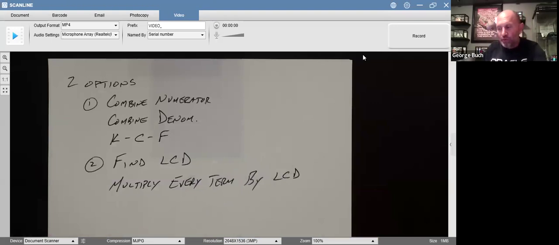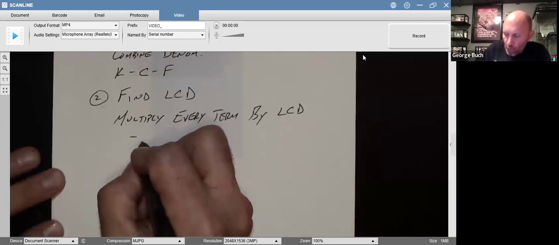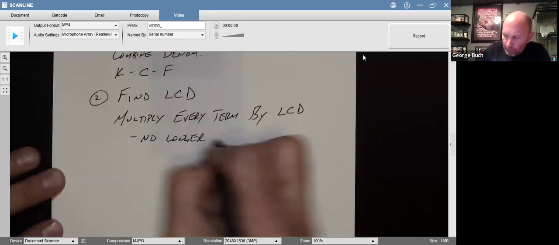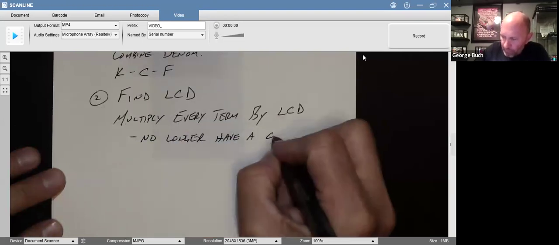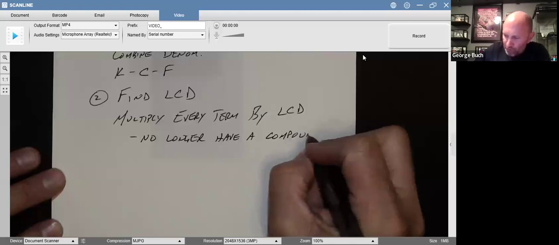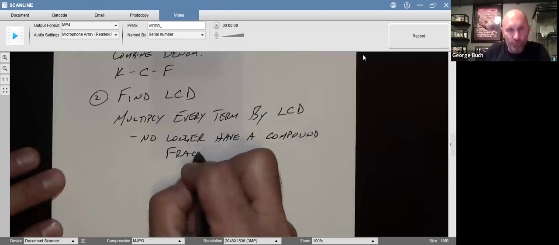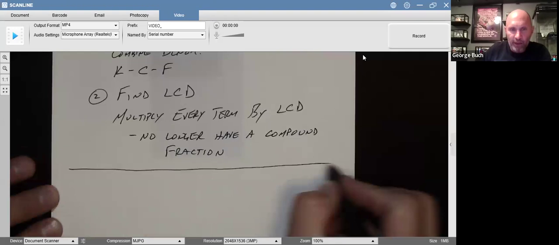When you multiply every term by the LCD, you no longer have a compound fraction. All of the fractions within the fraction should be gone. If they're not, you did it incorrectly. So let's look at some examples.